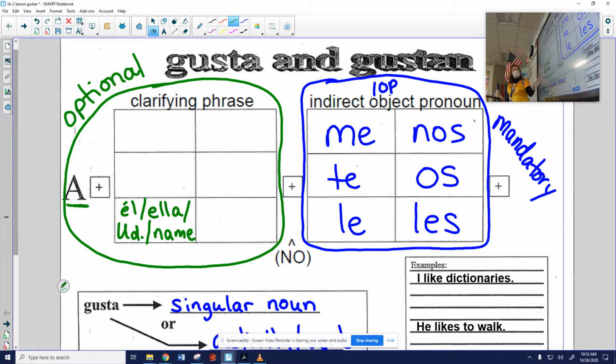So notice this circle that says this is optional. It includes the a plus a pronoun or a name. Can you guess what we might put here to clarify? He likes, she likes, you formal likes, a name. What might we put here? Any ideas? Can you make a prediction? A ellos les gustan, les gusta. A ellas les gusta. They like. They, the girls, like. A ellas les gusta. I could say a ustedes les gusta. You guys like. Or I could put in some names.